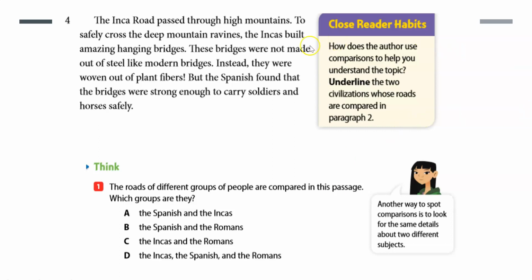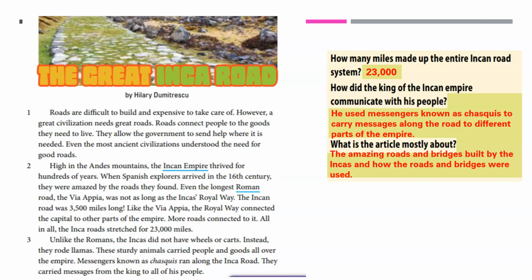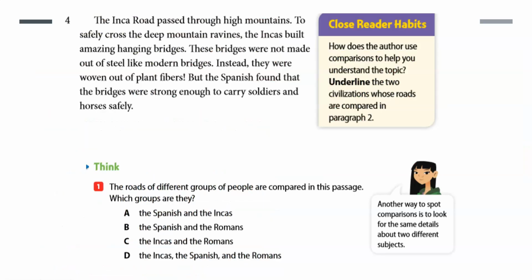So, good readers, we always like to go back and analyze our text. How does the author use comparisons to help you understand the topic? How does the author compare the bridges in the Incan Empire to the bridges in the Roman Empire? Let's go back to look. So as you see in paragraph 2, the author talks about the differences in the Roman Empire compared to the Inca Empire.